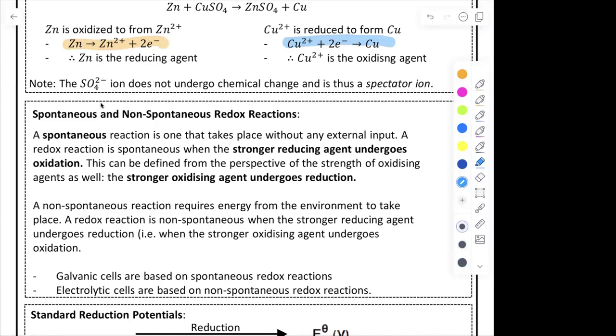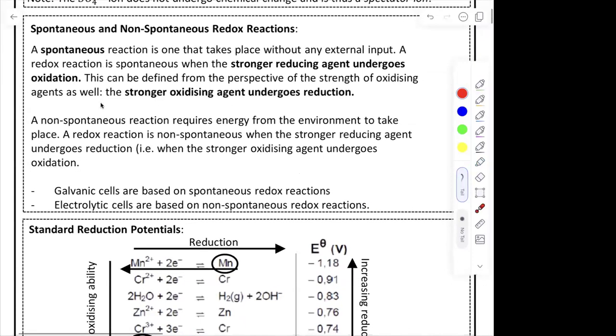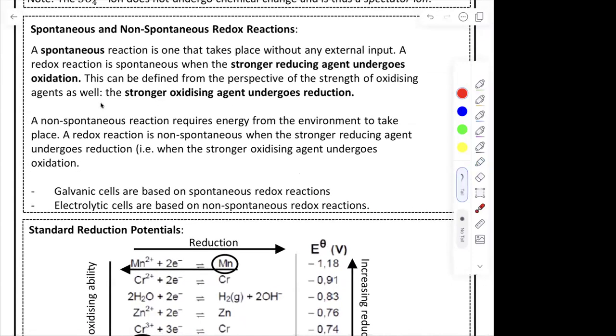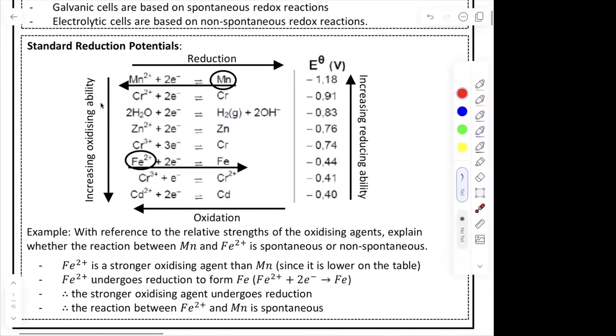Okay, let's jump straight in, guys. Okay, so as mentioned, galvanic cells are based on spontaneous redox reactions, right? And electrolytic cells are based on non-spontaneous redox reactions. So let's go back and look at what this thing was. I kept talking about stronger reducing agents and stronger oxidizing agents. What does that mean? And how do we tell when one is a stronger reducing or stronger oxidizing agent? So we use the table that we call the table of standard reduction potentials, right?